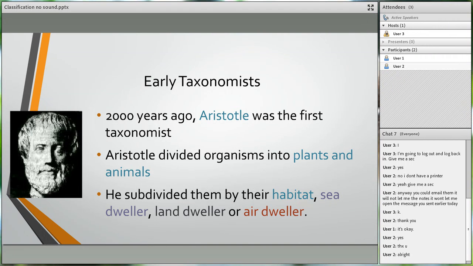So early taxonomists, 2,000 years ago, Aristotle was the very first taxonomist, and he divided all organisms into plants and animals. And we know there are a lot of organisms that don't fit into plants and animals, but this is how he divided it at first. And then he subdivided plants and animals based on where they were found. So there were sea dwellers, land dwellers, air dwellers.